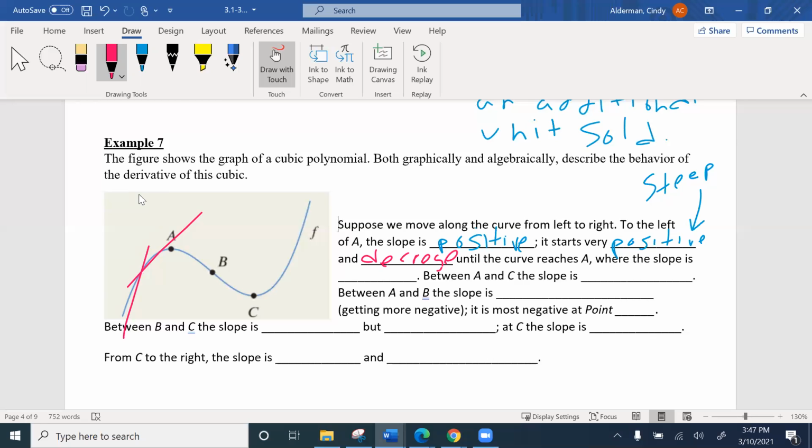Okay, until it reaches point A, where the slope is going to be what? What's the slope right here? 0, yeah. All right, so now let's look at between A and C, the slope. It's going to be positive or negative here? Negative, yeah, good.